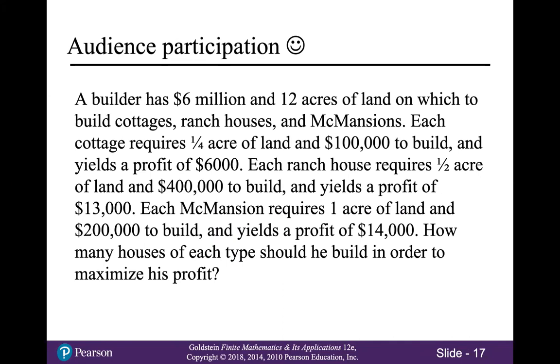A builder has $6 million and 12 acres of land on which to build cottages, ranch houses, and McMansions. Each cottage requires 1/4 of an acre of land and $100,000 to build and yields a profit of $6,000. Each ranch house requires 1/2 an acre of land and $400,000 to build and yields a profit of $13,000. Each McMansion requires 1 acre of land and $200,000 to build and yields a profit of $14,000. How many houses of each type should he build in order to maximize his profit?